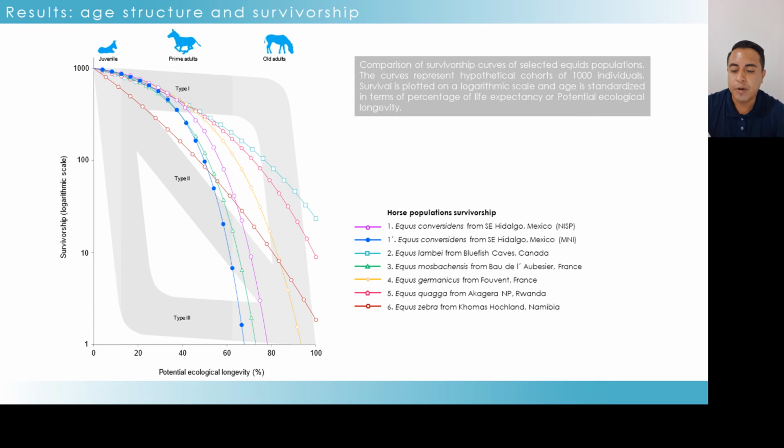1947. Moreover, these curves are typically found in populations of large mammals, which are classified as K strategists regarding the r-K selection theory. The most similar survivorship curves to the curves of the population of Equus conversidens from Hidalgo is from Equus mosbachensis from Baume-de-la-Bessière, France, in which selective hunting by Neanderthals regulated the age structure.